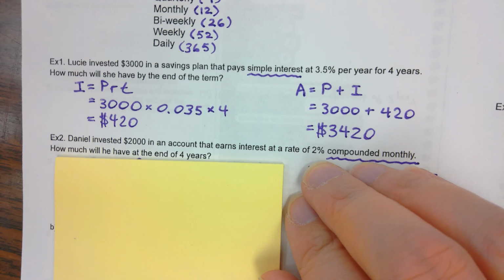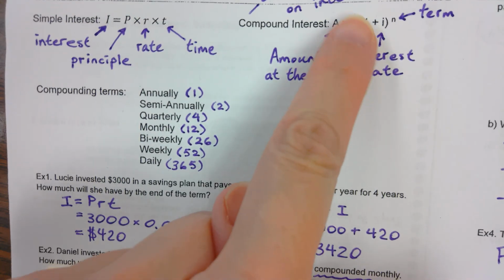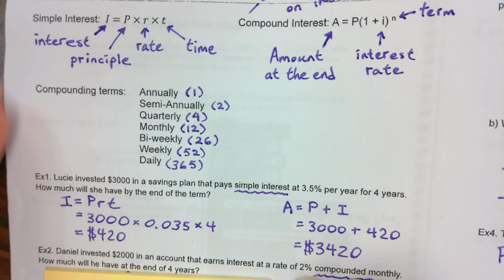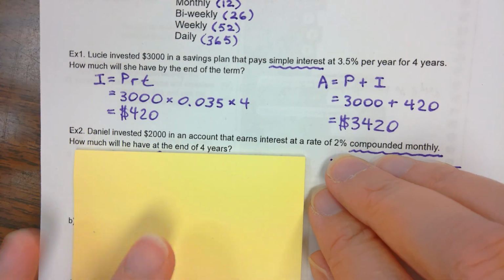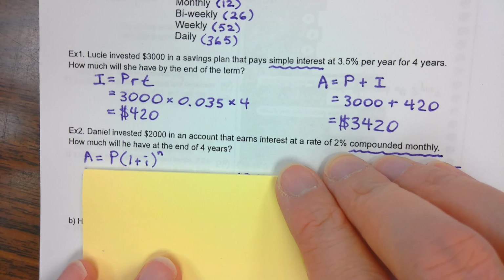All right, so let's try example 2. So Daniel, on the other hand, invests $2,000 in an account that earns interest at a rate of 2% compounded monthly. How much will he have at the end of 4 years? All right, so compounded monthly. The word compounded tells you we should use this formula. Okay, so let's plug in those numbers. A equals P times (1 plus i) to the n.